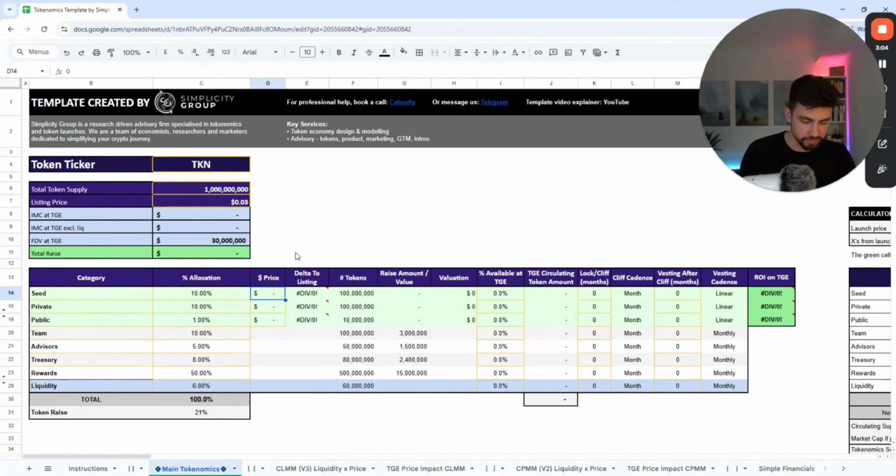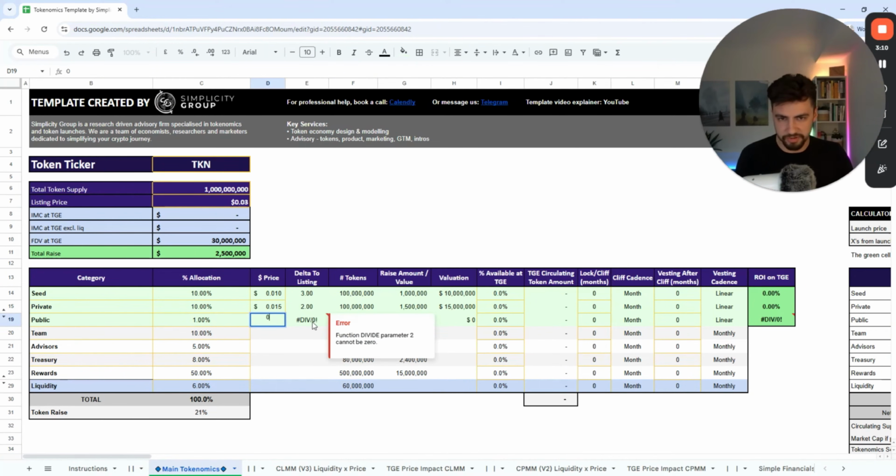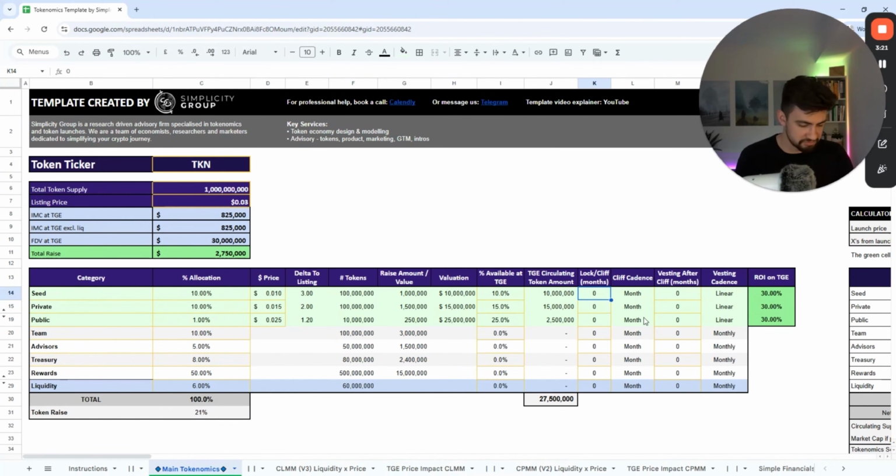For prices, let's just make this 0.01. Let's make this 0.015. Let's make the next 0.025. Nice and simple. Allocations, let's make it 10. Let's make you 15, 25. Let's go for 6, 4, 1, 4, 18, 21.